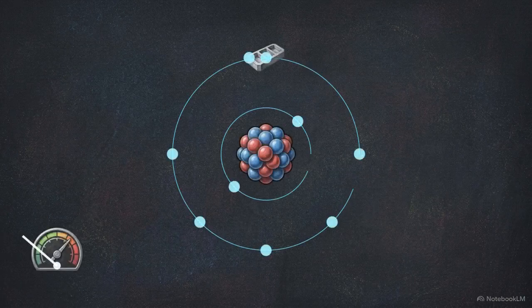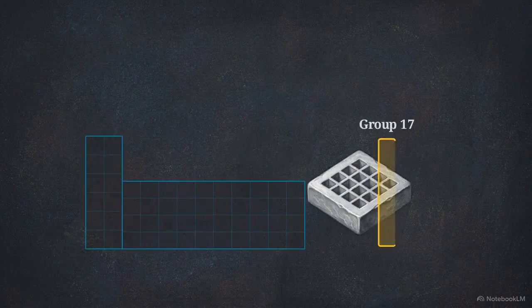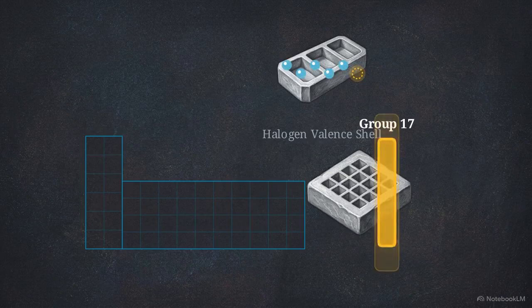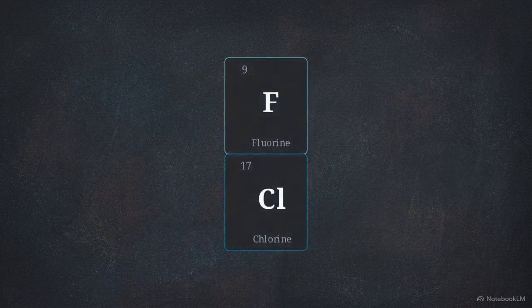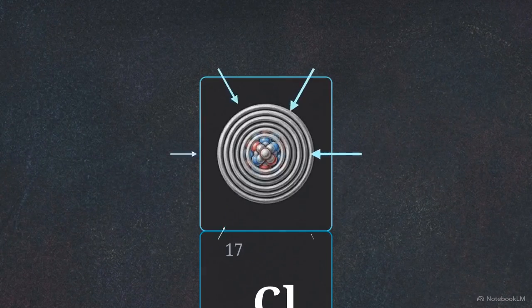We see similar complications with electron affinity. Instead of stealing, this is the energy an atom releases when it happily accepts a brand new electron. The halogens, which sit just one step away from a full shell, release the most energy. Fluorine is the smallest halogen, positioned at the top of the group. Standard logic dictates it should pull the hardest, and therefore possess the highest electron affinity.